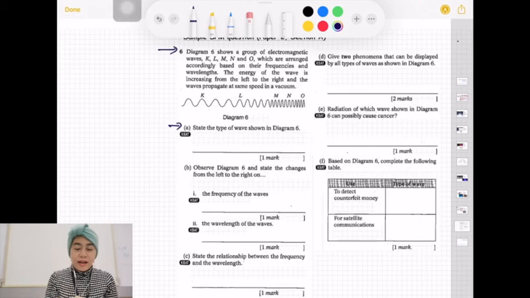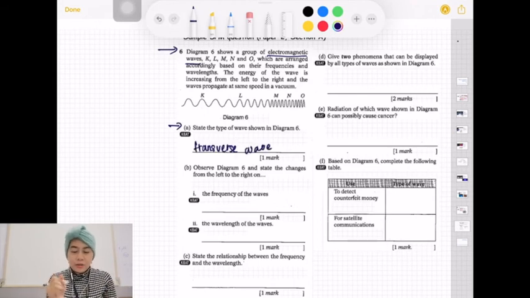So when question A asks you to state the type of wave shown in diagram 6, do not answer electromagnetic wave, because it's already written here. It's already been told to you. Other than that, the type of wave that you can see here, your answer should be transverse wave.